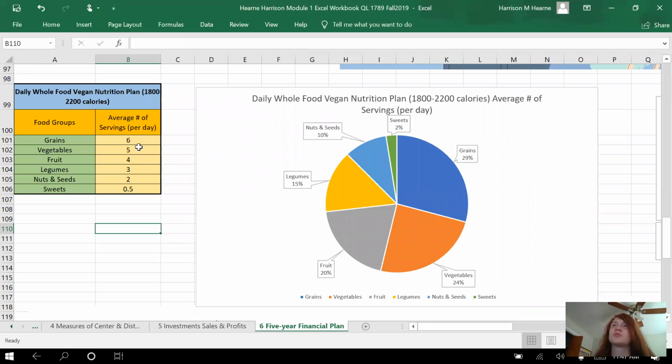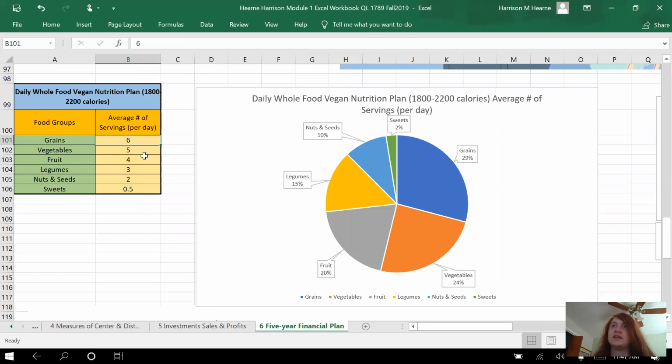So this is the average number of servings for each one of these categories of foods per day. In my diet, I'm aiming to get somewhere between 1,800 and 2,200 calories. If I got 1,800 calories a day, I would lose weight at a healthy pace. And if I got 2,200 calories per day, I would maintain my current weight. So somewhere in between there is what I'm shooting for.